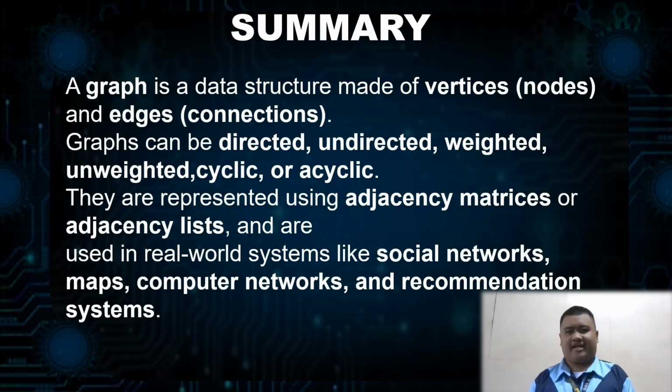In summary, a graph is a data structure made of vertices, nodes, and edges as connections. Graphs can be directed, undirected, weighted, unweighted, cyclic, or acyclic. They are represented using adjacency matrices or adjacency lists and are used in real-world systems like social networks, maps, computer networks, and recommendation systems.